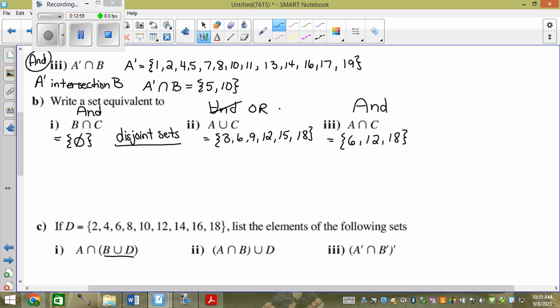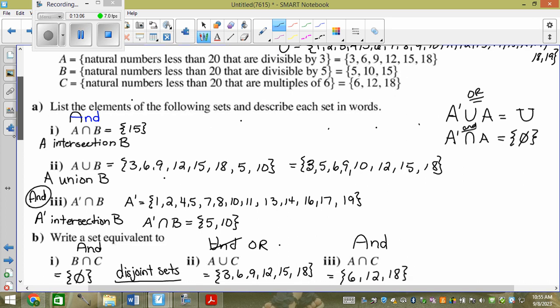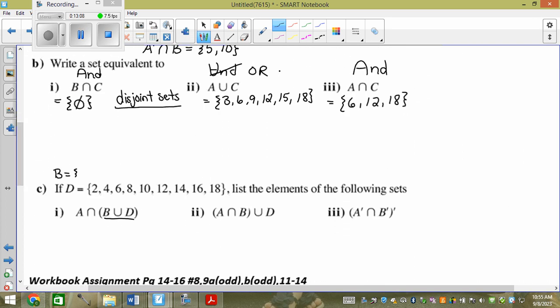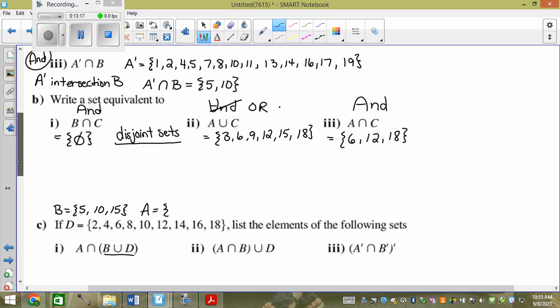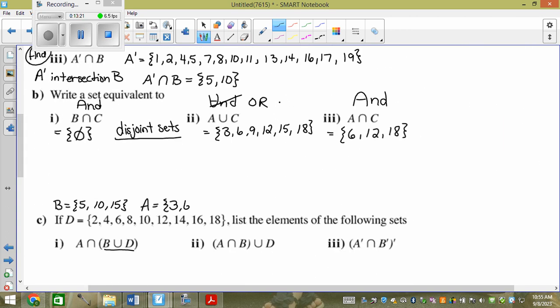Okay? So what does B contain? I want to write it down here, because you can look, but I can't. It's 5, 10, 15. And I should have written all of them. A has 3, 6, 9, 12, 15, 18. And C has 6, 12, 18.